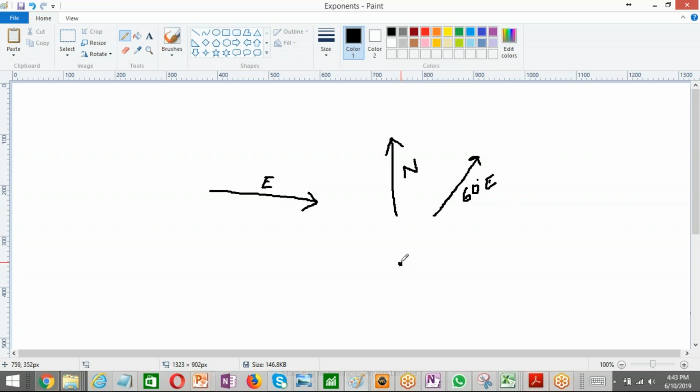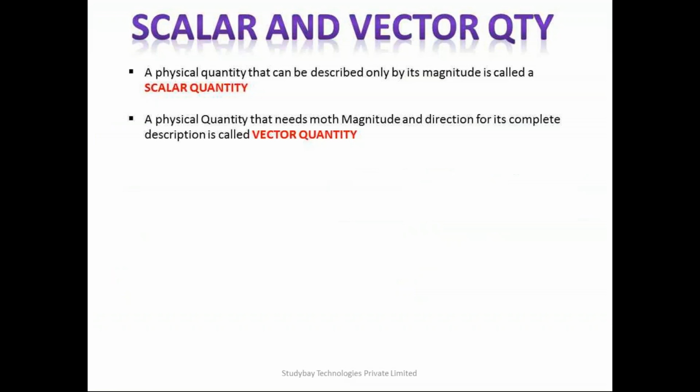Like let's say this is your home and this is your school, right? If you join your school with a straight line from home, you can say that your school lies in the northeast direction of your home, right? So this is something which requires a direction. These types of quantities, which you need to represent with the help of a direction, are called vector quantities. Some examples of the same are your displacement, your velocity, and so on.